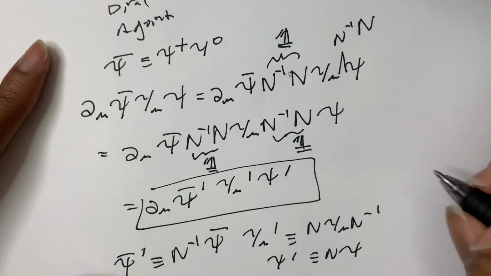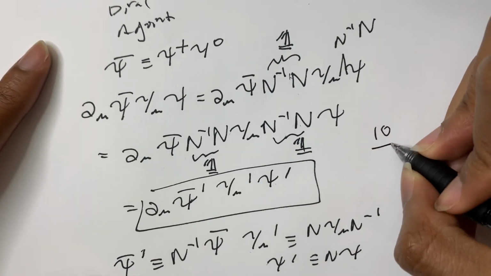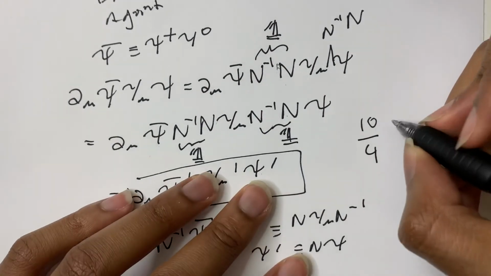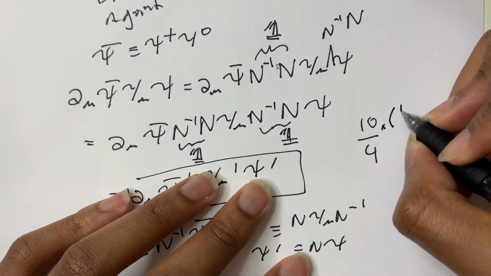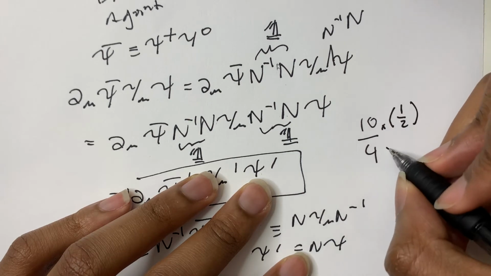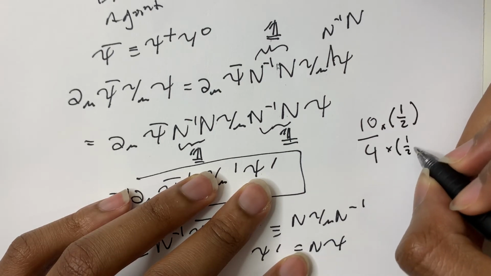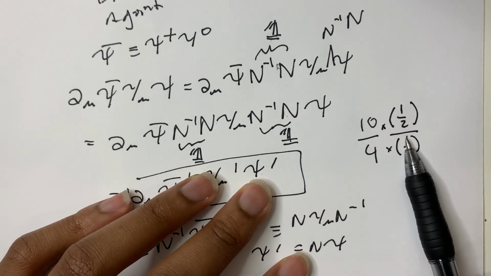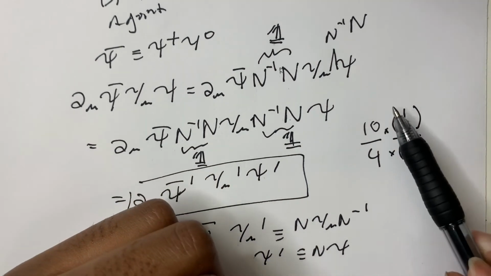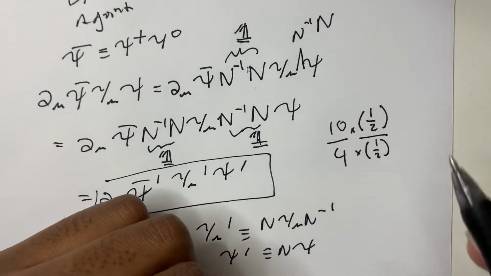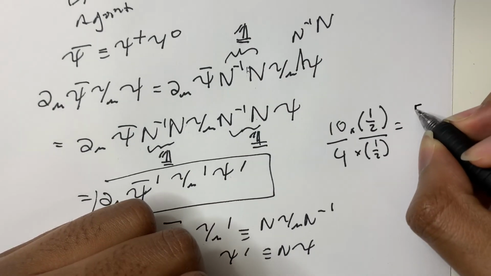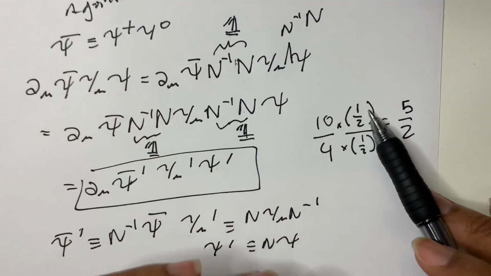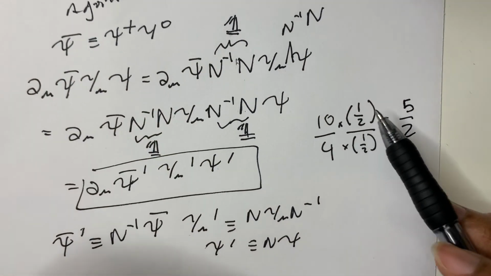It's kind of like how if I have, say, 10 divided by 4, I can multiply 10 divided by 4 by 1 over 2 divided by 1 over 2. So I'm multiplying by 1, but I'm splitting 1 up into 1 over 2 divided by 1 over 2. And that gives us 5 over 2. So it looks different when we multiply by 1 over 2 over 1 over 2.